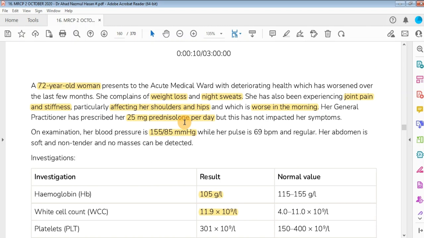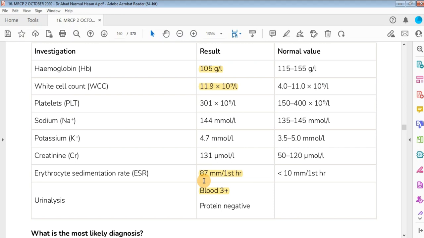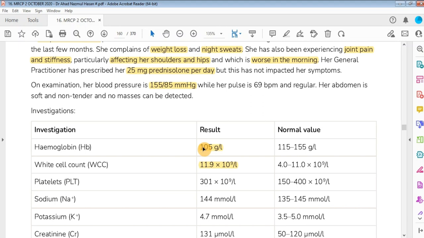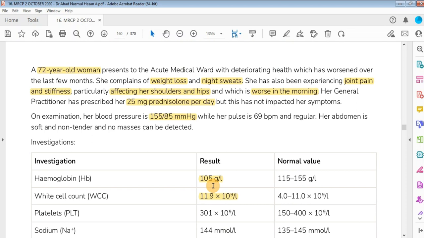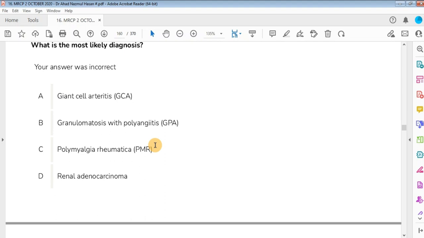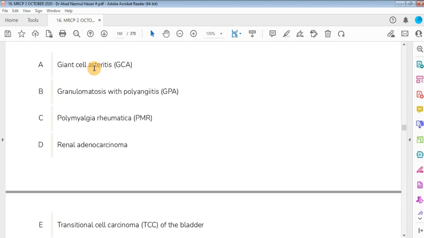So this patient has the features of joint stiffness, and this also satisfies the ACR criteria of 50 by 50. Age is greater than 50, ESR is greater than 50, but there are some other associated conditions as well, like leukocytosis, anemia, as well as the hematuria. So this is a case of polymyalgia rheumatica associated condition. So which of the following diagnoses is associated with PMR? GCA, the giant cell arteritis, as well as renal adenocarcinoma.